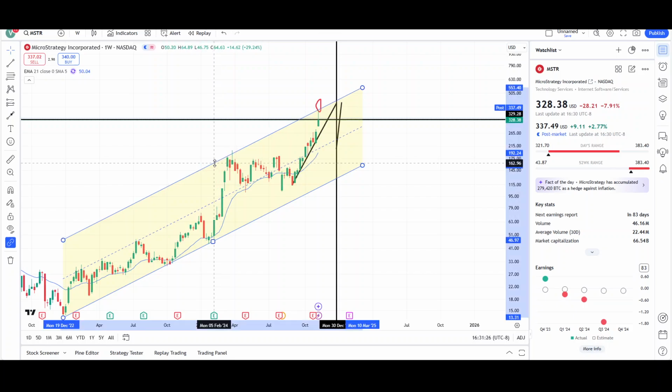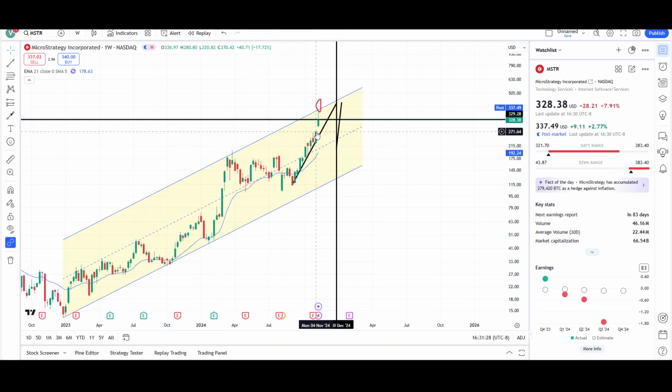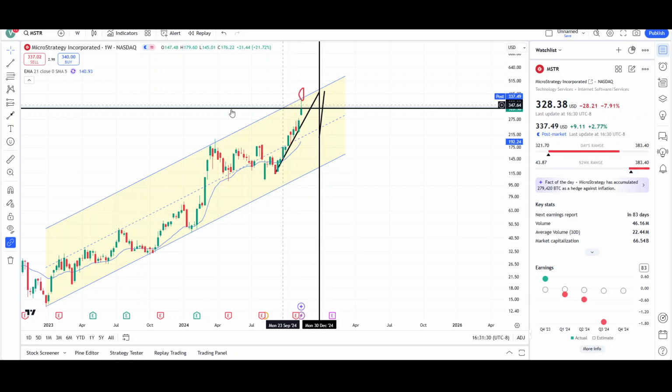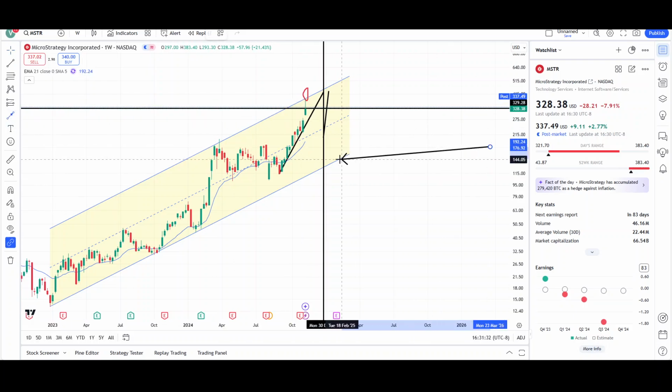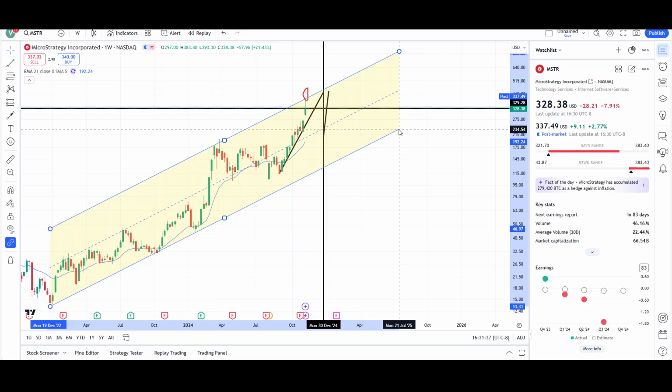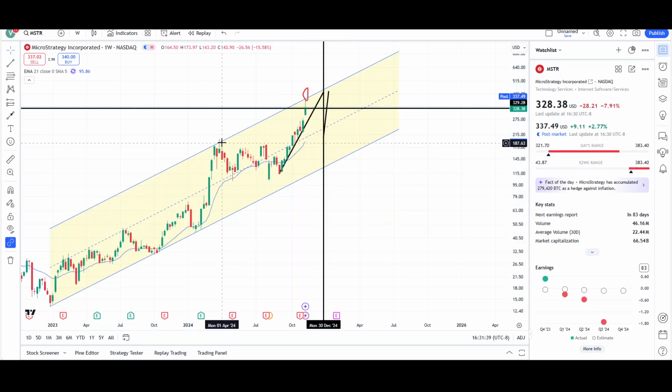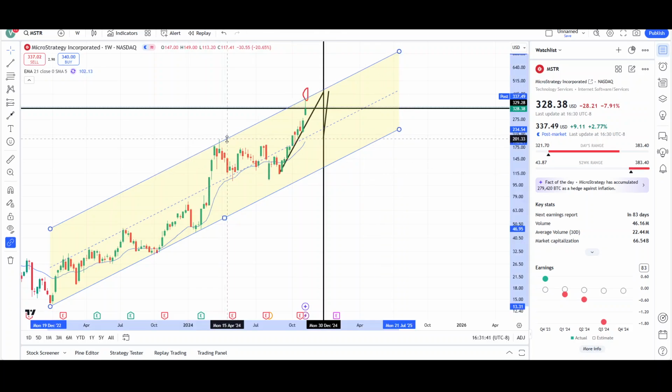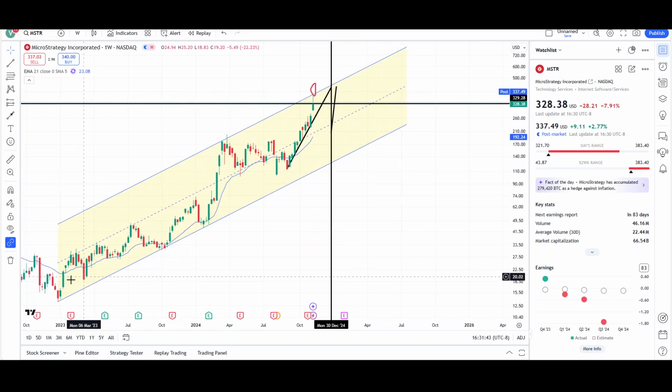I mean, it could definitely correct lower. If it does hit one side of the channel, where does it go? Normally to the opposite side, which could take it to a nice pullback area to buy the dip, you could say, and continue on with the uptrend. Because overall, the trend is up, right? It's making higher highs, higher lows. It's in a bull cycle. Most likely, we'll see higher prices.